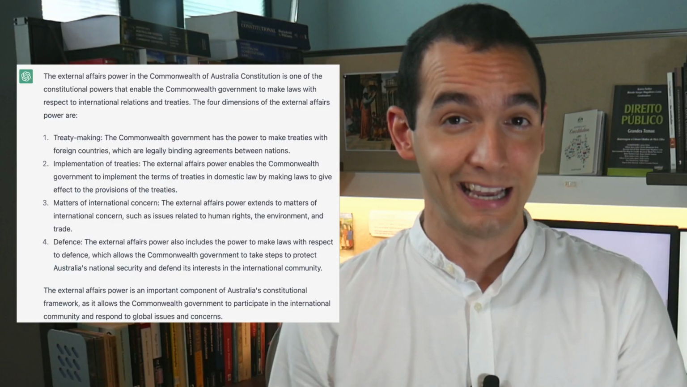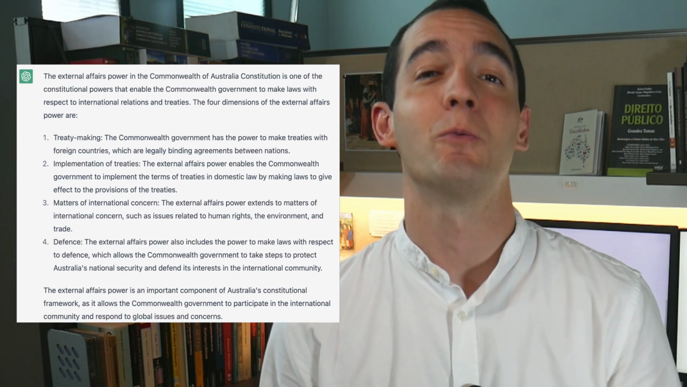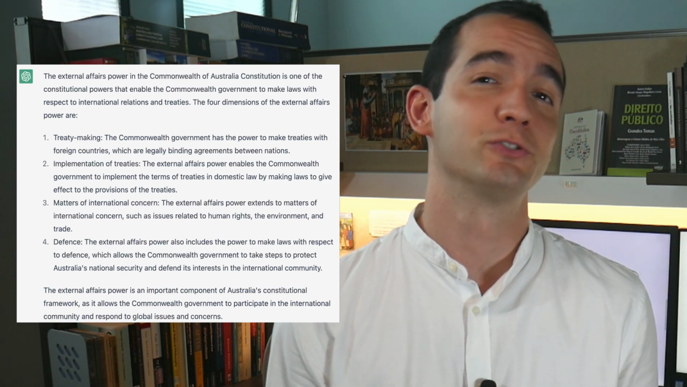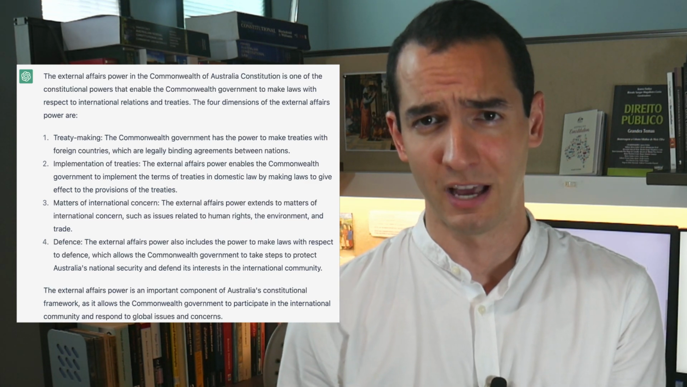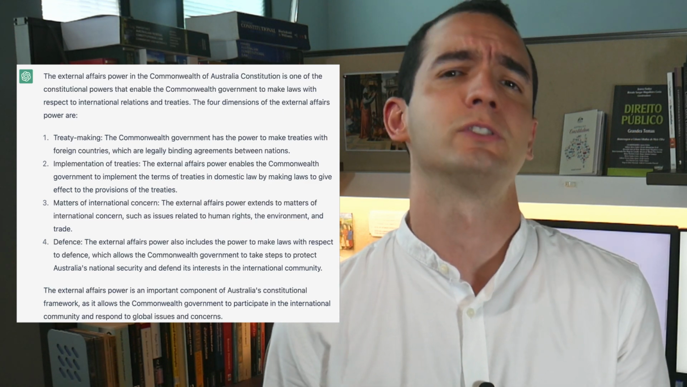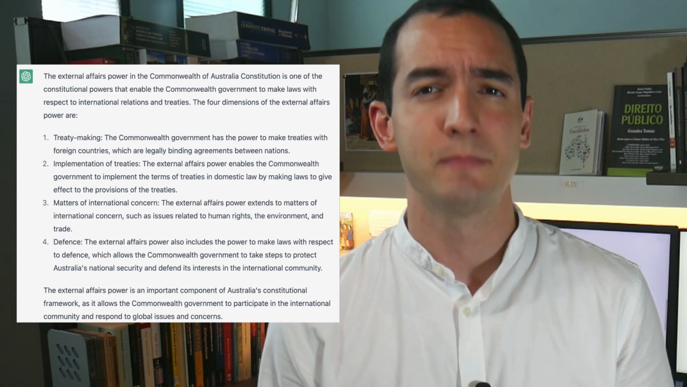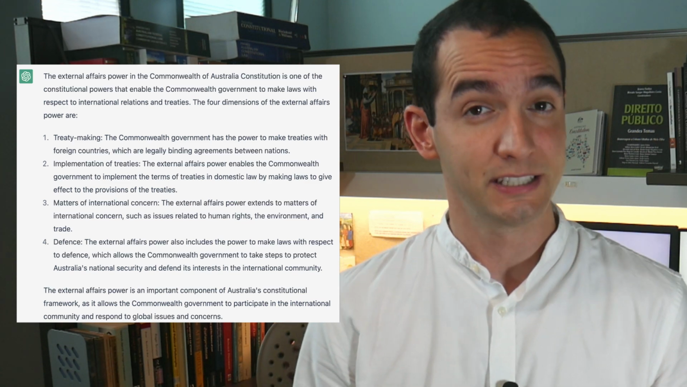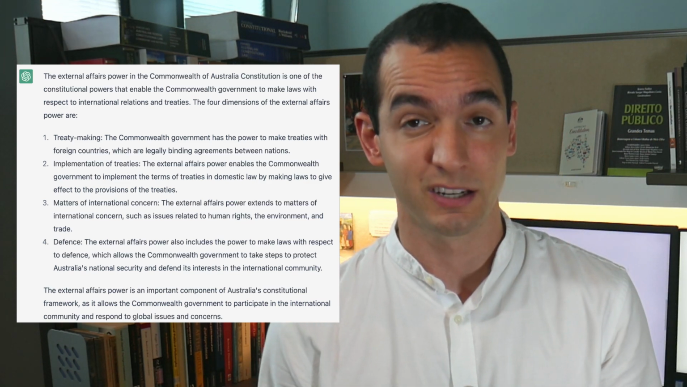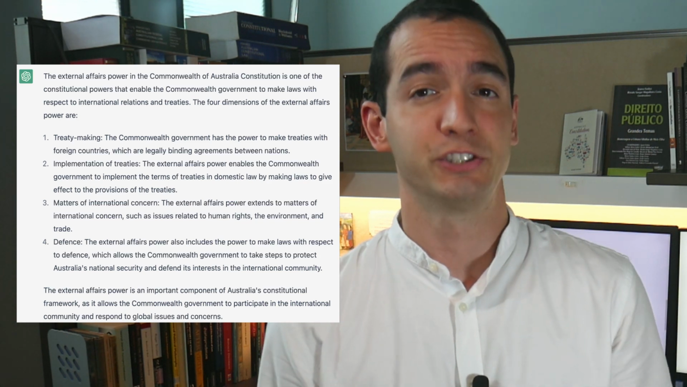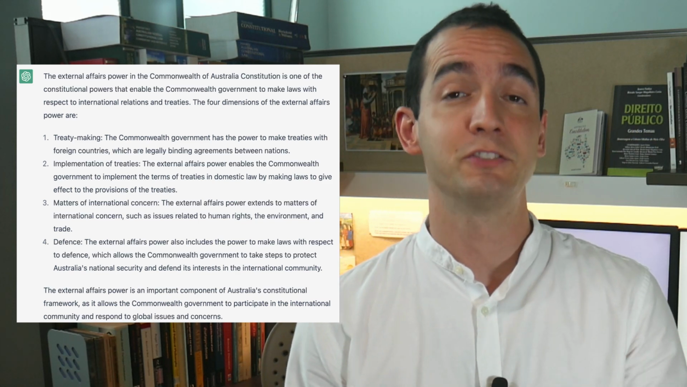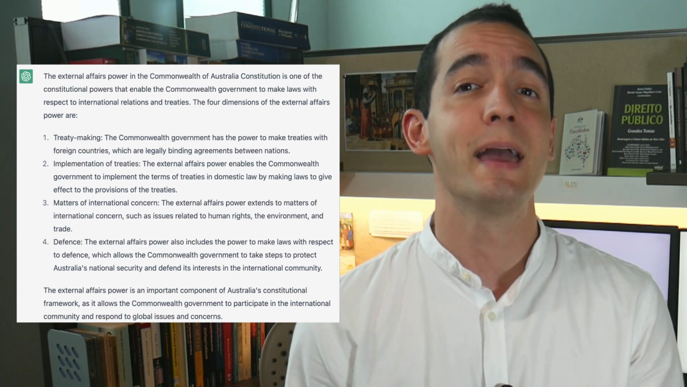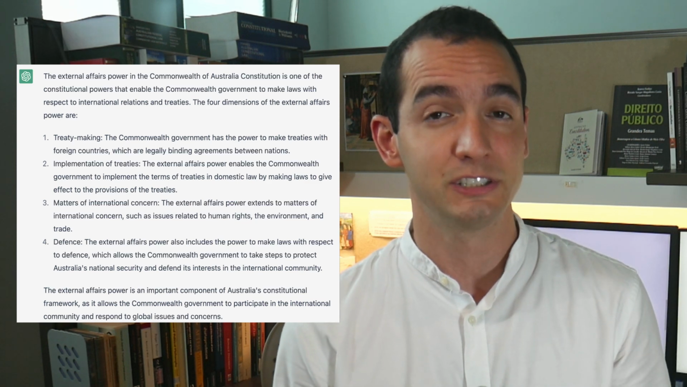So here's ChatGPT's full answer. It said, the external affairs power in the Commonwealth of Australia Constitution is one of the constitutional powers that enable the Commonwealth government to make laws with respect to international relations and treaties. The 4 dimensions of the external affairs powers are treaty making. The Commonwealth government has the power to make treaties with foreign countries which are legally binding agreements between nations. Implementation of treaties. The external affairs power enables the Commonwealth government to implement the terms of treaties in domestic law by making laws to give effect to the provision of the treaties.